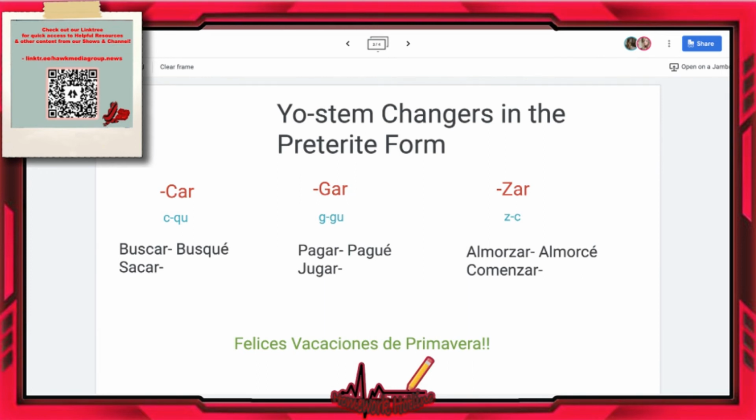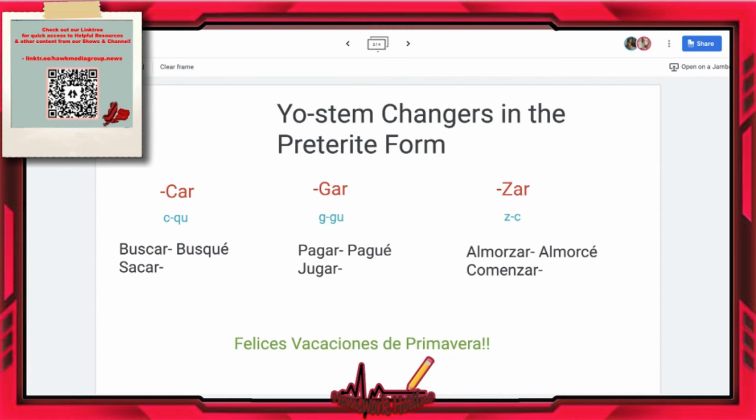In the gar form, however, we have G, and we just change that to a GU. So it's a little different from the car, but it's a bit easier in my opinion. Let's say we have pagar, which is to pay. We would change that to pagué. Again, you just change it to the E with the accent mark after you change the actual gar to GU.